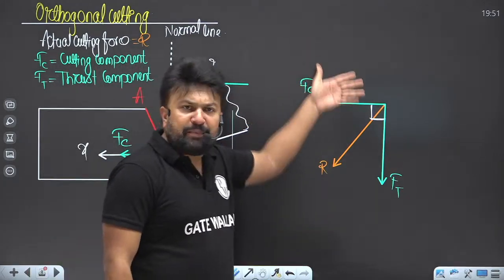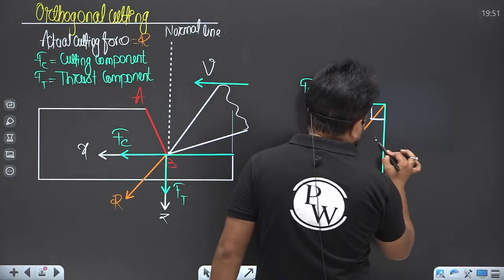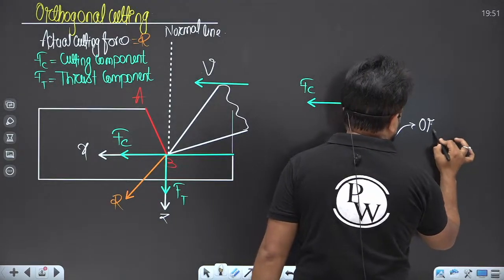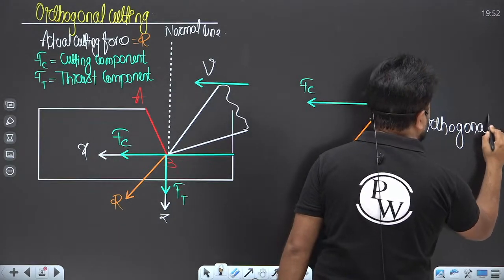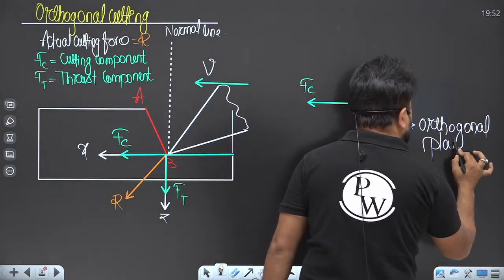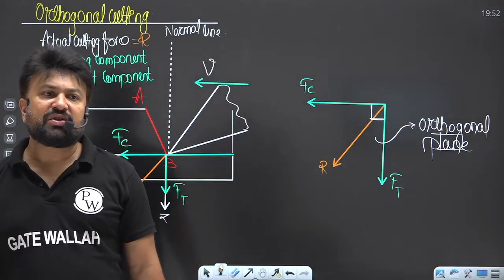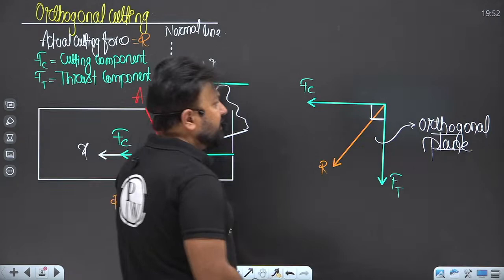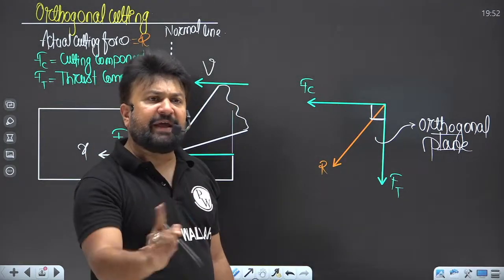So this is a plane. My dear, this plane is known as what? Orthogonal plane. This plane will be the orthogonal plane. Right. So this orthogonal plane is what? Orthogonal plane is a plane.